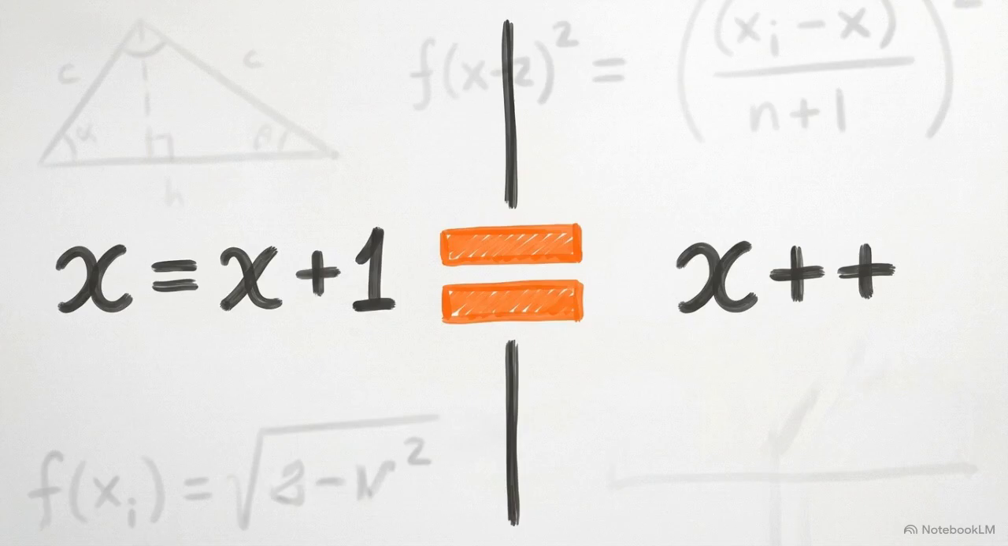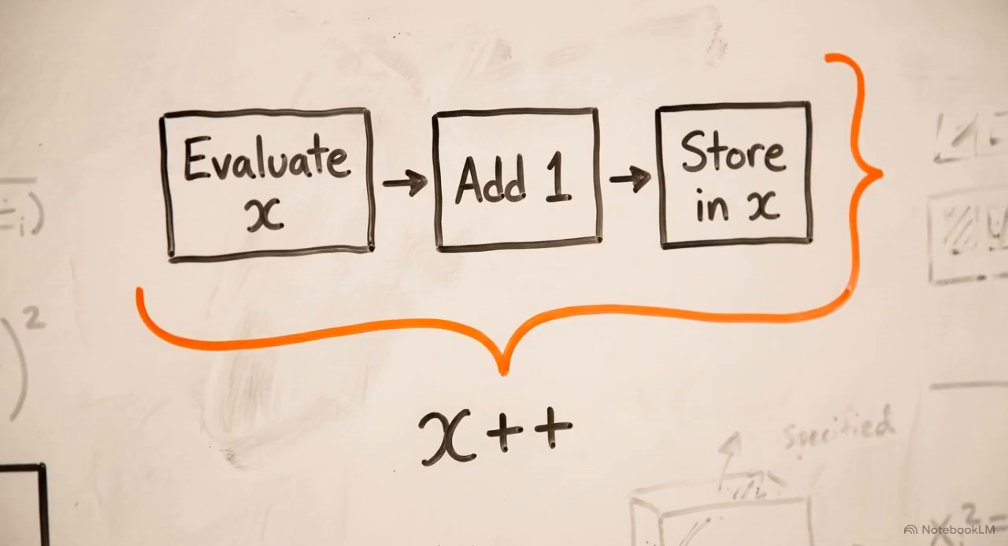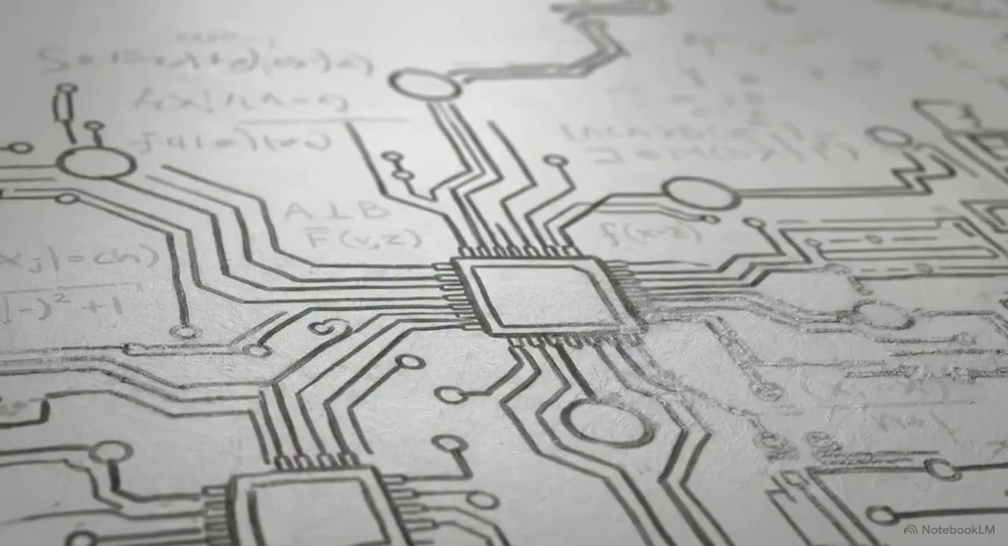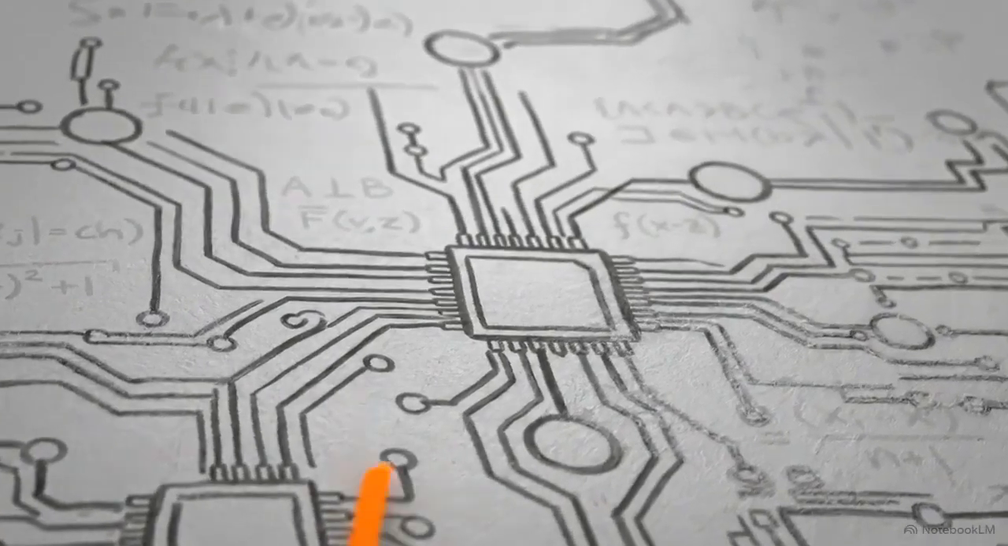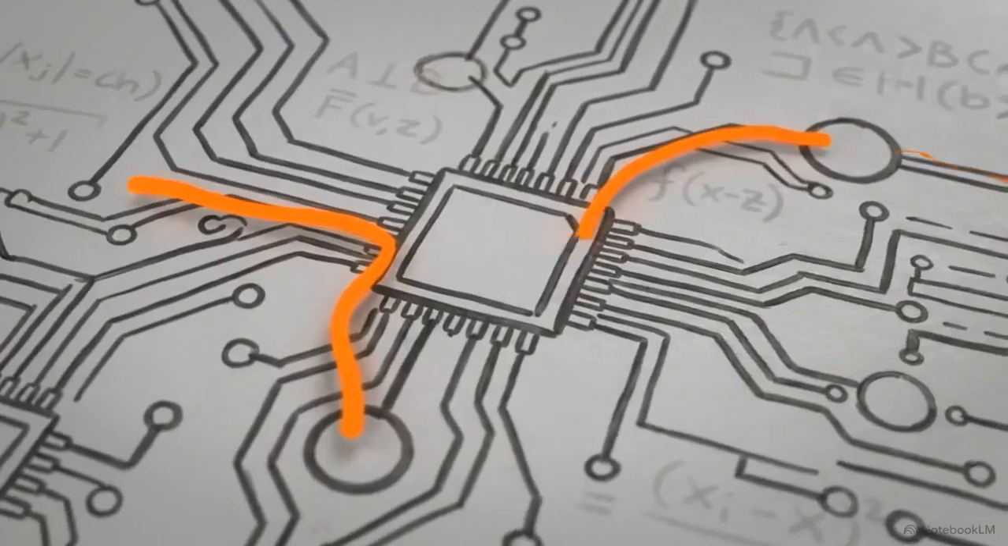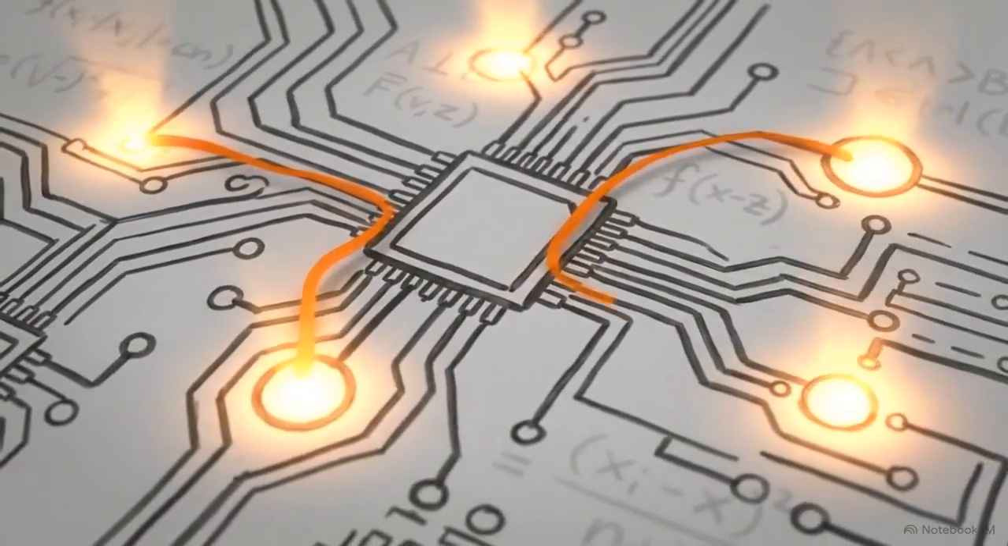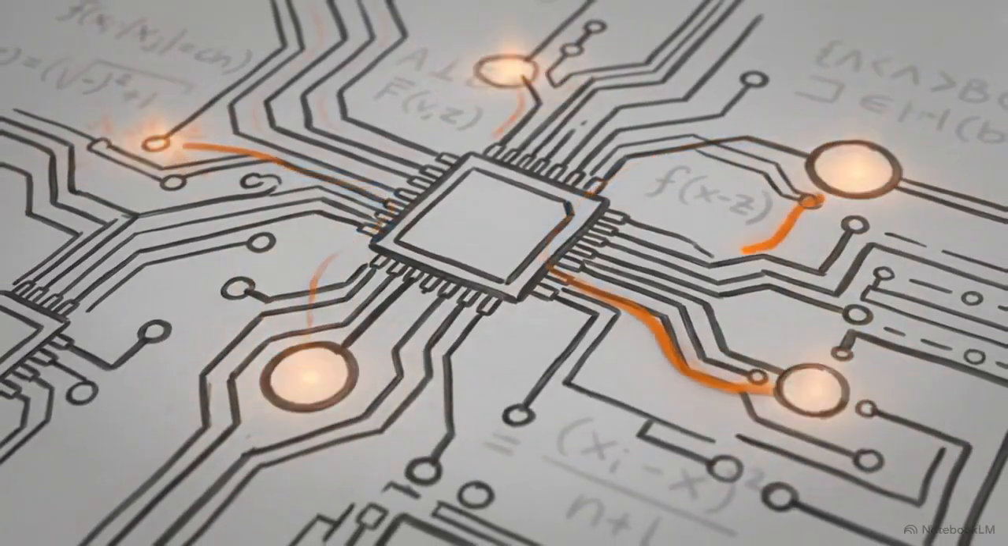Standard long-form assignment and the ++ increment operator are functionally identical. The standard assignment spells out the evaluation and storage phases manually, while the post-increment operator triggers that exact same sequence automatically. Regardless of how abstracted or condensed the syntax becomes on the screen, the underlying self-referential memory overwrite occurring at the processor level remains identical.